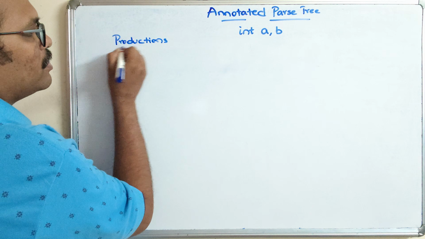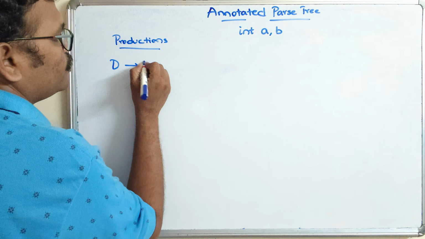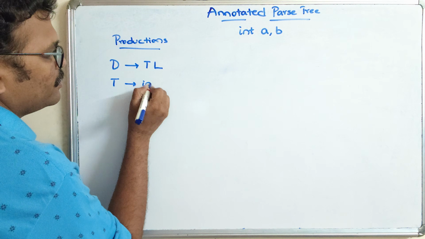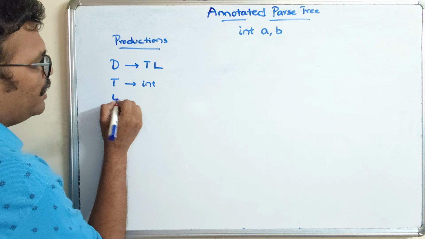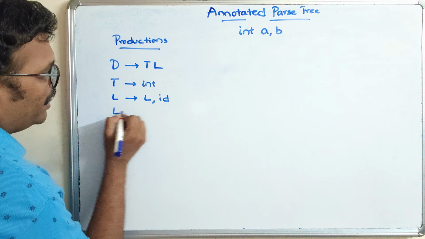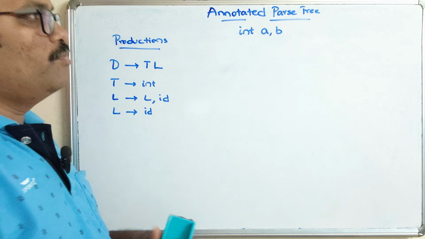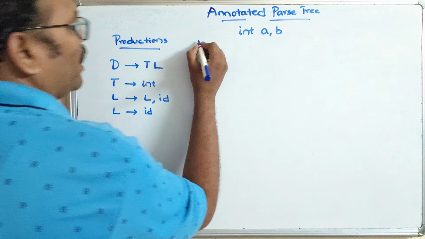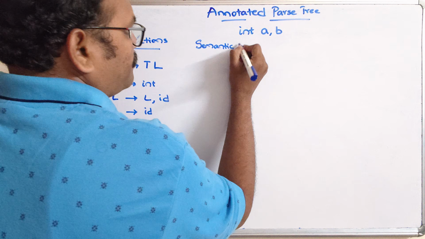The productions to validate this particular string are D tends to T L, T tends to int, L tends to L comma id, and L tends to id. These are the productions which satisfy this particular input string. And also we have to write the semantic rules first.